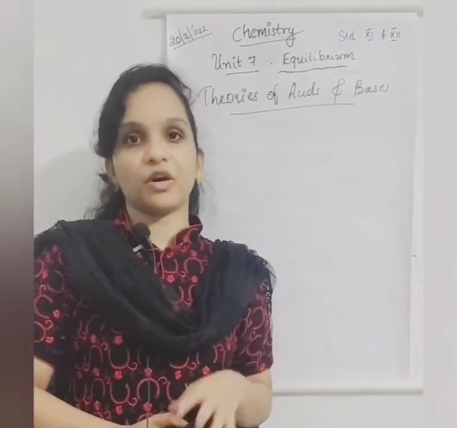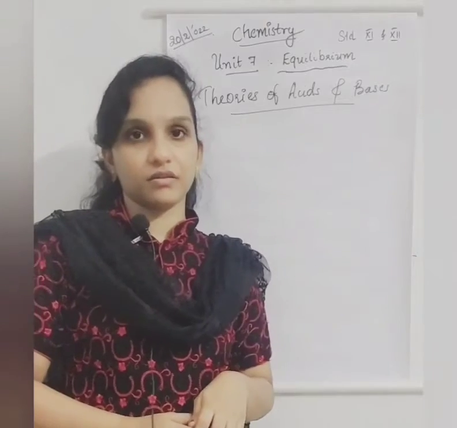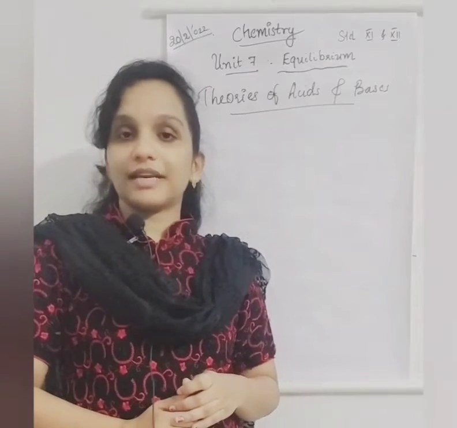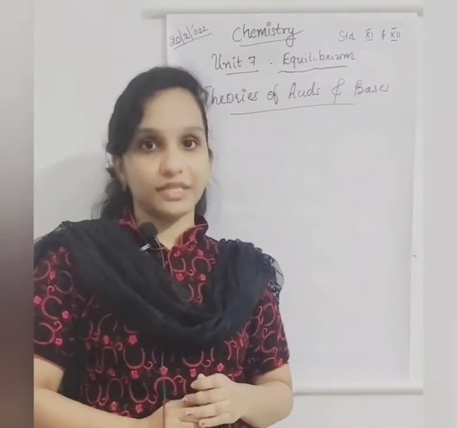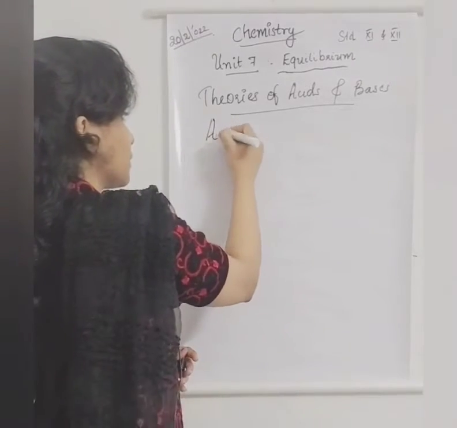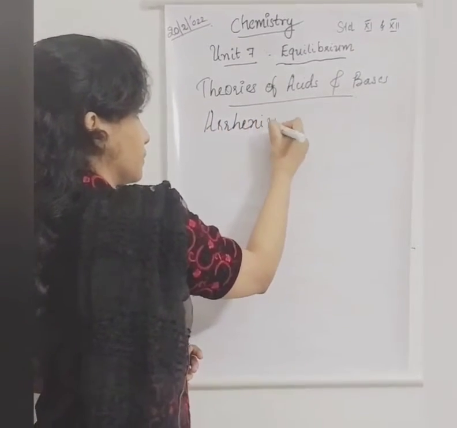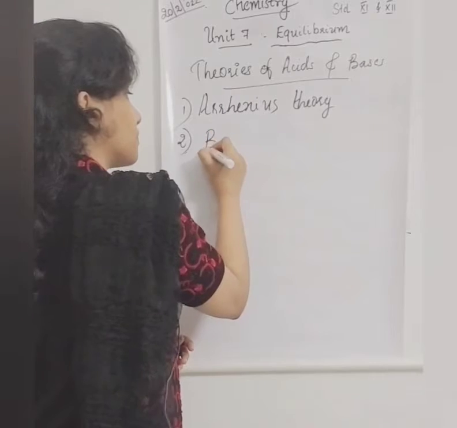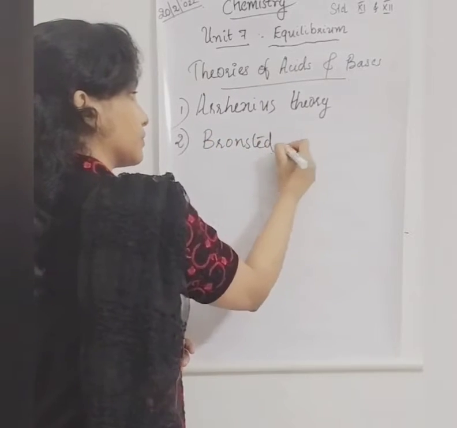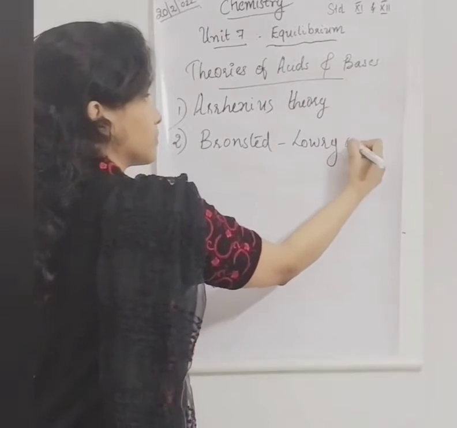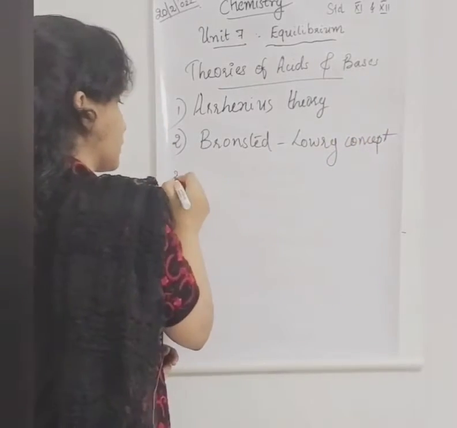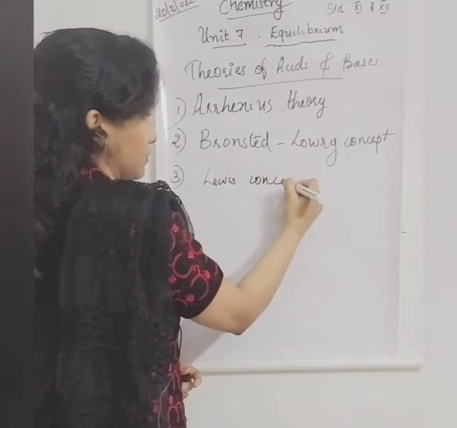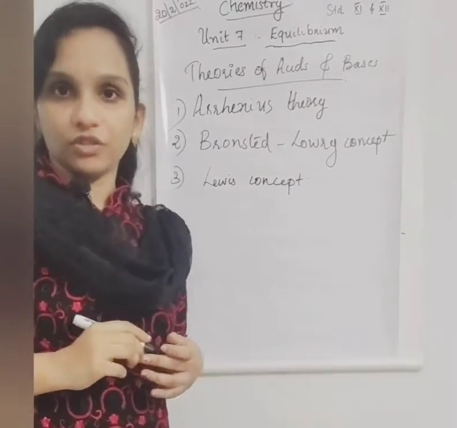Now let's see a very important topic in this chapter, that is theories of acids and bases. There are three main theories for acids and bases. First one is Arrhenius Theory. Second one, Bronsted-Lowry Concept. And third one, Lewis concept. So we have to study each theory in detail.